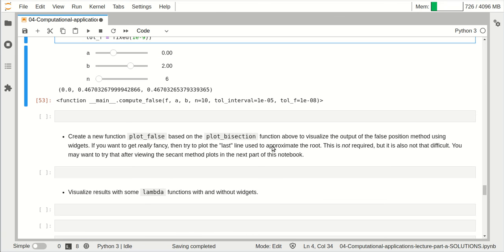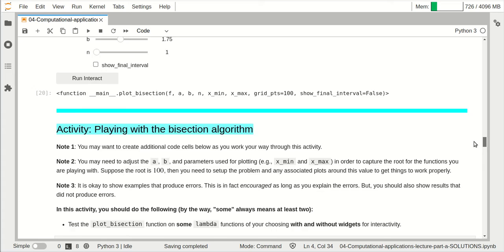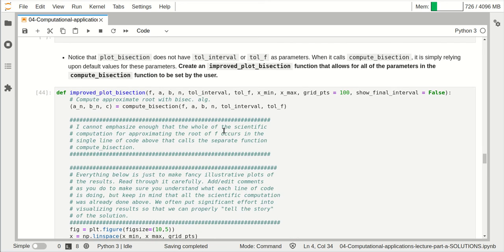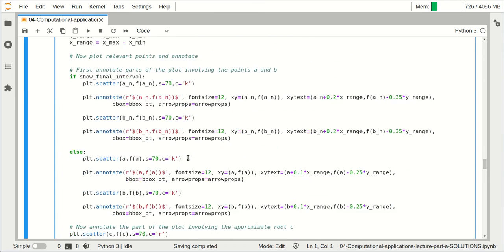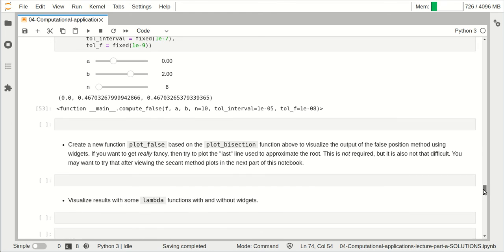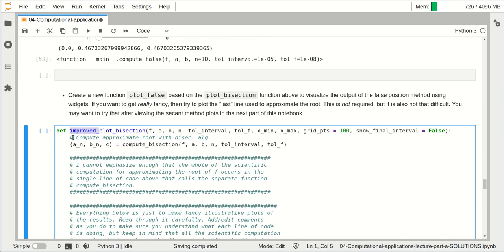So if I go to plot false, I want to create plot false, I want to base it on plot bisection. Let's go back up to plot bisection. And you could even do the improved plot bisection if you want. Let's do that. Let's grab this code, and then let's come down here. I want to create a new function called plot false. It's already going to be improved, but we'll just call it plot false. Here's the big change. Compute false. That's it. That's all you have to do.